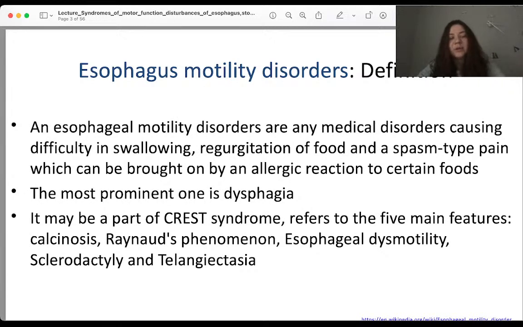It may be a part of CREST syndrome. It refers to 5 main features: calcinosis, Raynaud phenomenon, esophageal dysmotility, sclerodactyly, and telangiectasia.